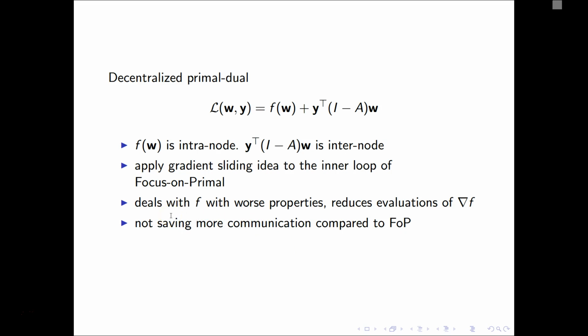So the good thing is it deals with f with worse properties. For example, your f is not really good, and you want to do more, so your primal update will help you more than just doing iterative updates between primal and dual. So it reduces evaluations of gradient f. Also, since it's only concerning the inner loop, it does not save more communications compared to the original FOCUS on primal algorithm.